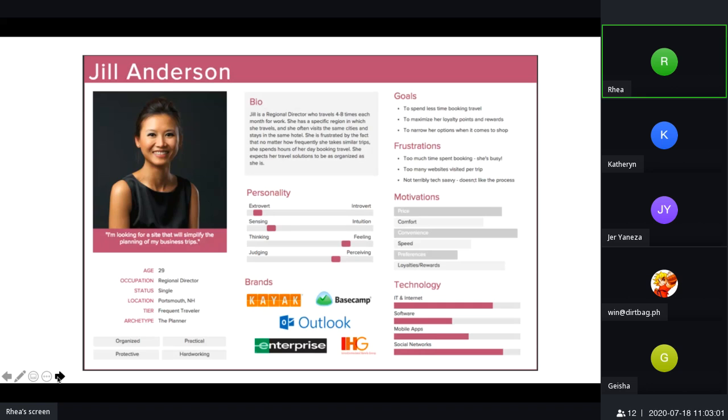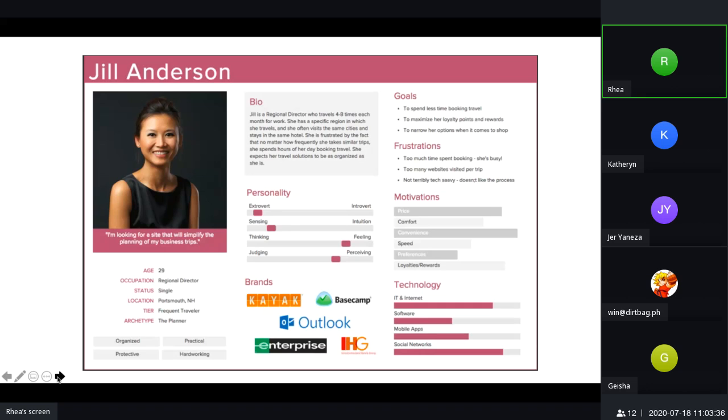So this startup created this persona. The name is Jill Anderson. That would be their persona. So in a way, they were able to identify the possible age of Jill. In this example, her age is 29, and they ask what the occupation of Jill is, what's her status, her location, her tier, and the archetype. The archetype is mostly the personality of Jill that would best describe the customer.